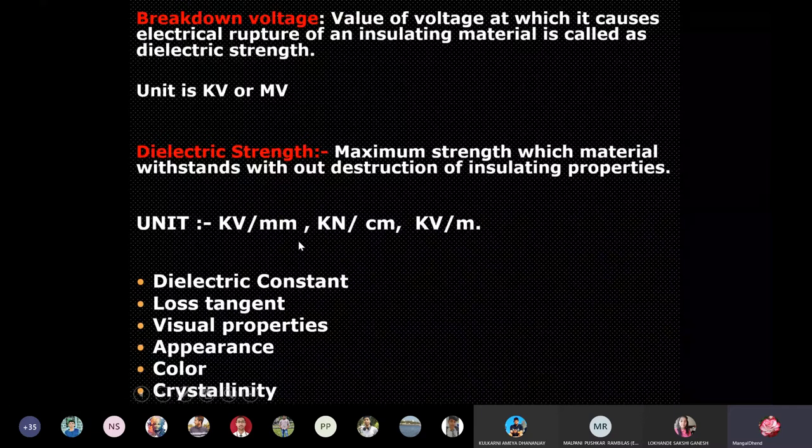So the breakdown strength is in kilovolt per mm or kilovolt per centimeter. It will not be kilovolt per meter, because if your thickness is in meters, then its breakdown voltage has to be in megavolt. So sometimes in books also corrections are there.